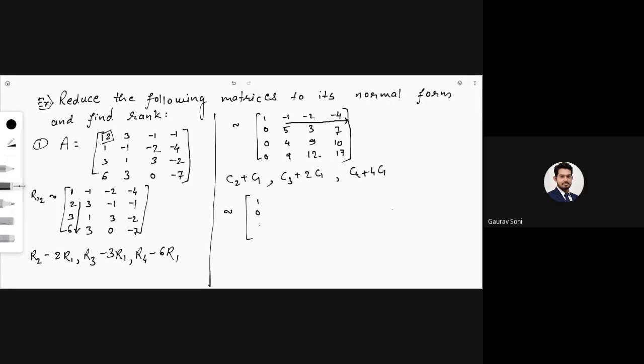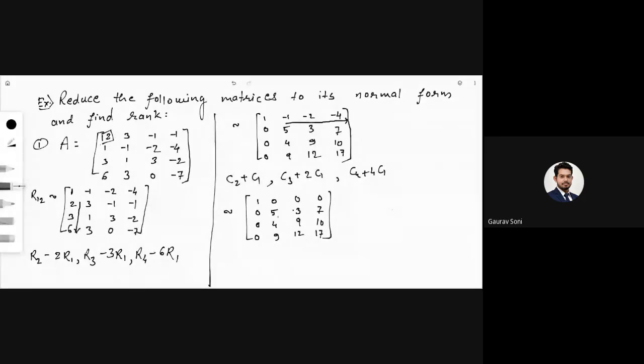1, 0, 0, 0. First column as it is since there is no change. In the first row, all the entries will become 0 since I have done the calculations in that way. And what I can observe is 5, first column is 0 and I'm using the first column everywhere. So all the other entries will be same. 5, 3, 7, 4, 9, 10, 9, 12, 17. Now what I said, once we are done with this, below entry is 0, right hand side entry is 0.